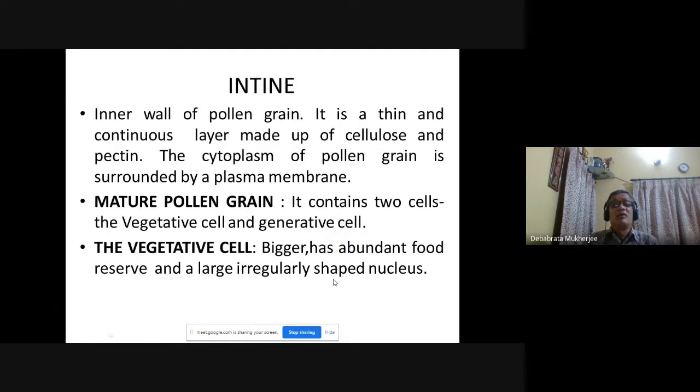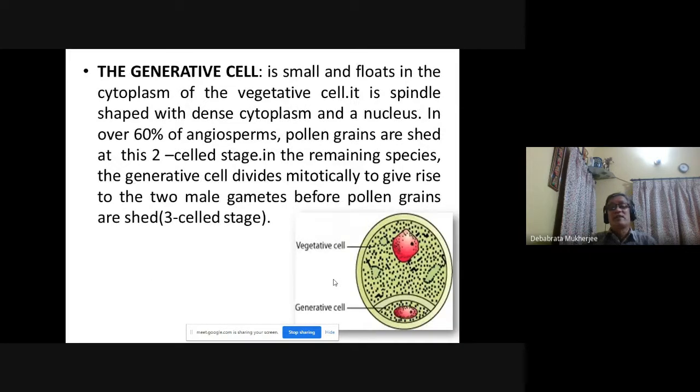Let's then talk about the generative cell. It is shown here. I have been showing you the big vegetative cell and the small generative cell. The generative cell is small, floats in the cytoplasm of the vegetative cell, and is spindle shaped with dense cytoplasm and a nucleus. In over 60% of angiosperms, pollen grains are shed at the two-cell stage. In the remaining species, the generative cell divides mitotically to give rise to two male gametes. So ultimately, the three-cell stage is found.